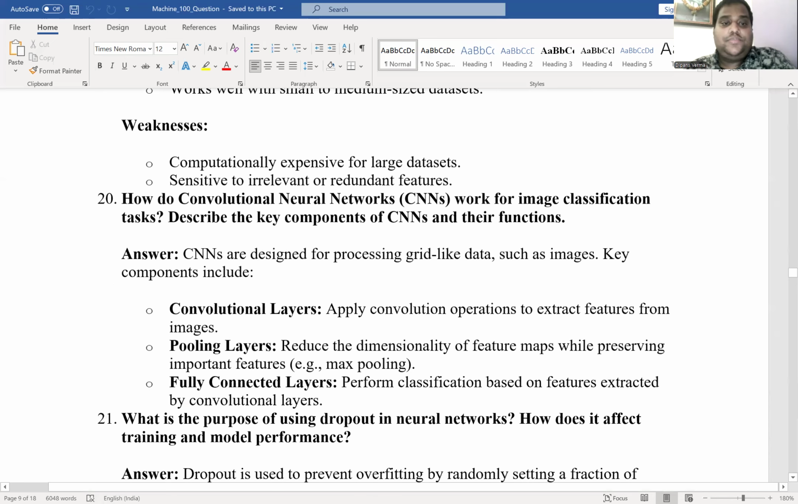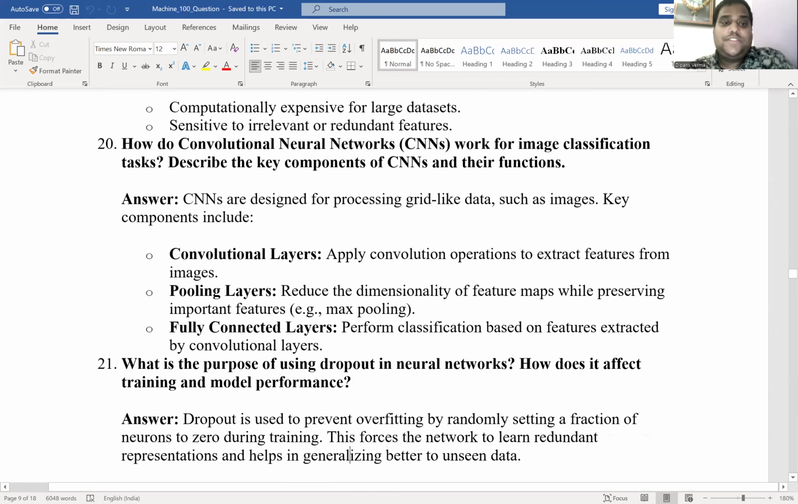Now coming to the CNN. The convolutional layer applies convolution operations to extract features from images. The pooling layer, designed for grid-like data such as images, reduces the dimension of the feature map while preserving the important features, like max pooling. So we apply the convolution operation to extract features from images.